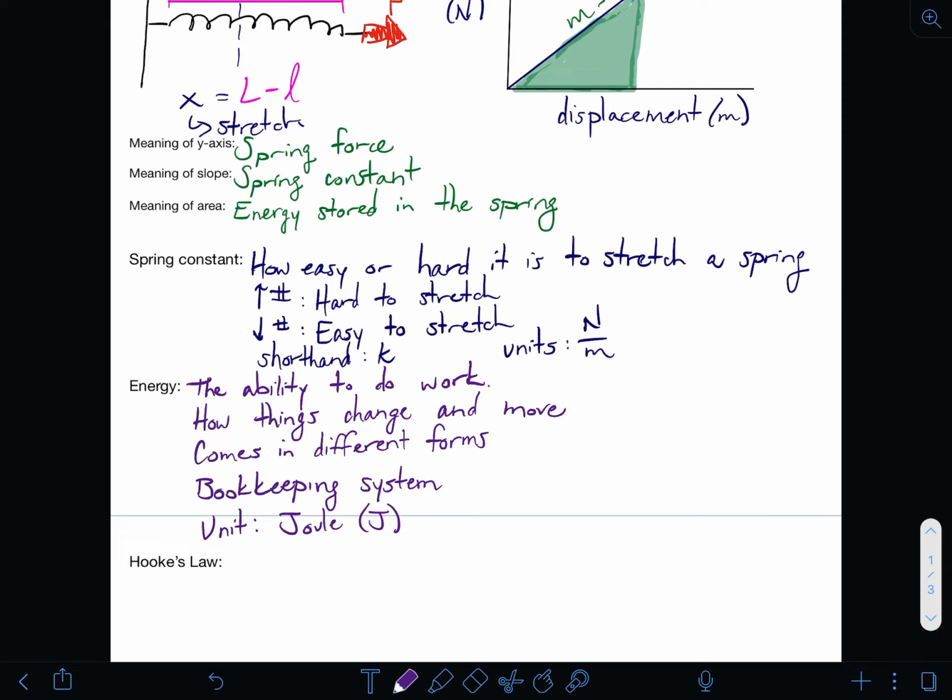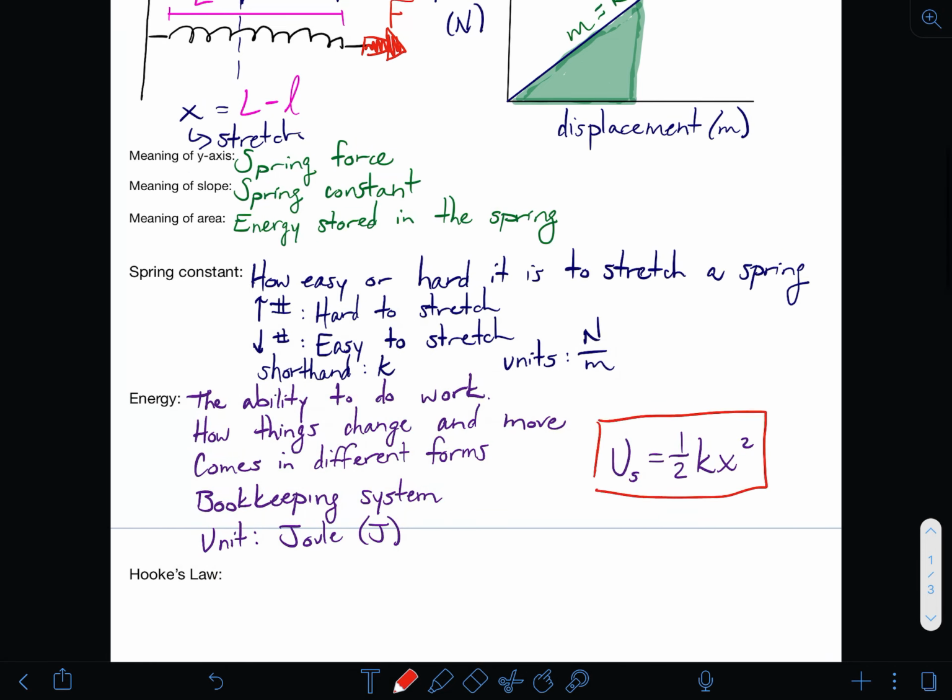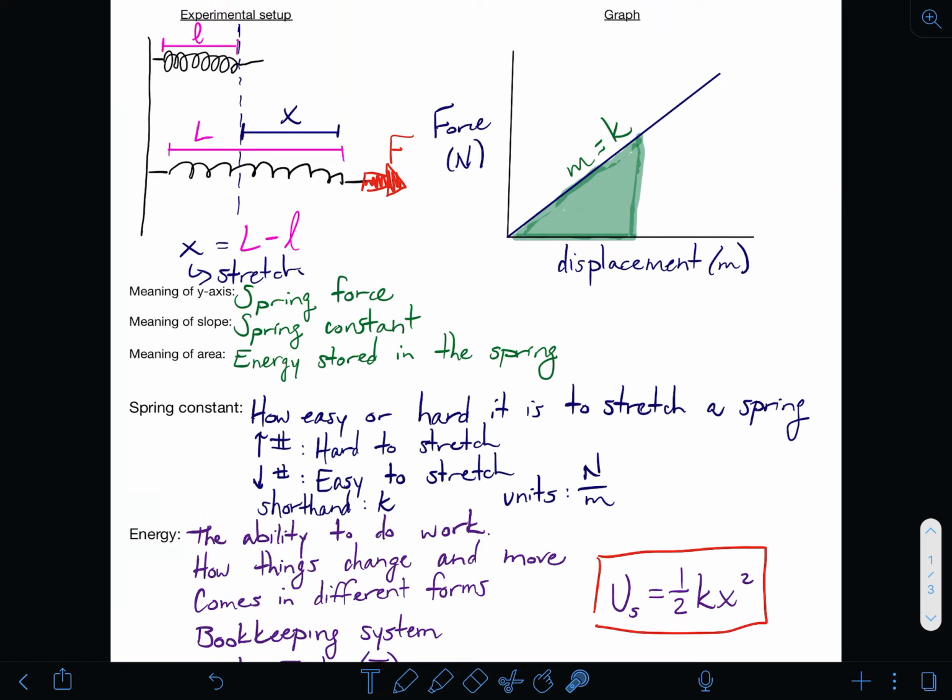And let's see, so energy stored in a spring has the shorthand of U sub S. The capital U stands for potential energy. I know, why did they use capital U? But the subscript of S stands for spring. And this equation is 1/2 times the spring constant times the stretch squared. And this equation really does just come from finding the area of this graph. Okay, so finding the area of this triangle yields this equation.